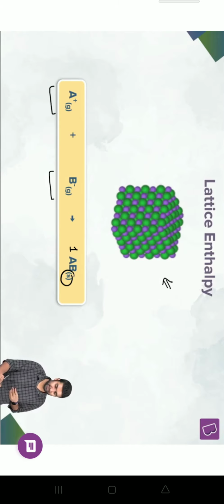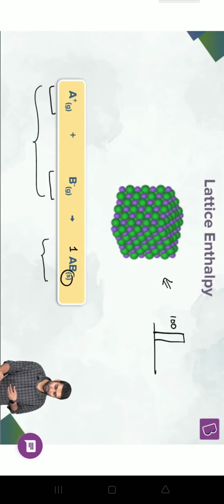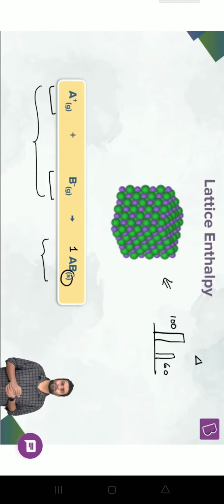For example, let's say the initial energy combined of this and this was, let's say, 100, and let's say the total energy of this formed was, hypothetically, 60, right? What is the delta here? What is the final minus initial here? 60 minus 100, that is minus 40, right?